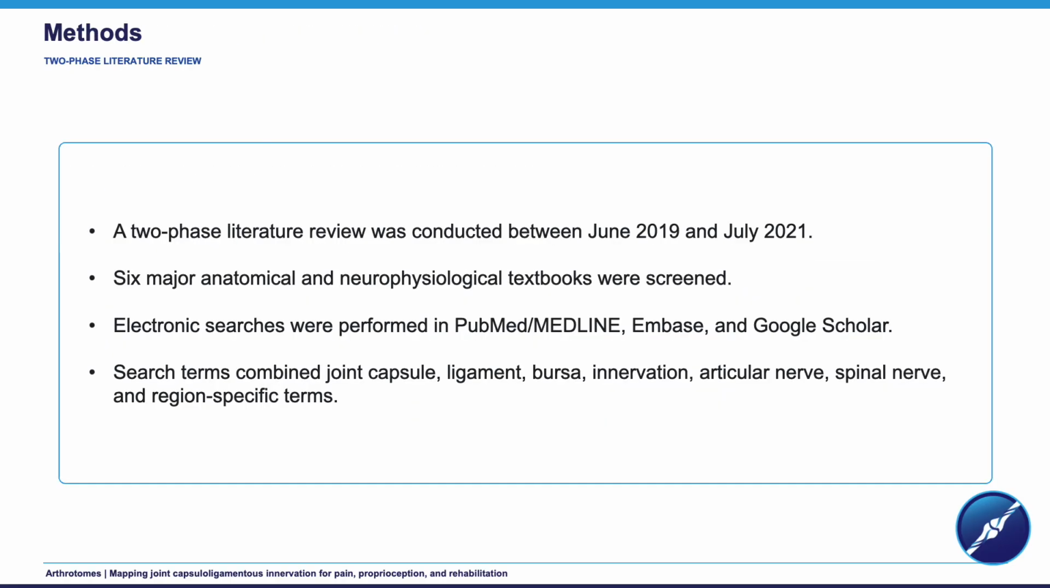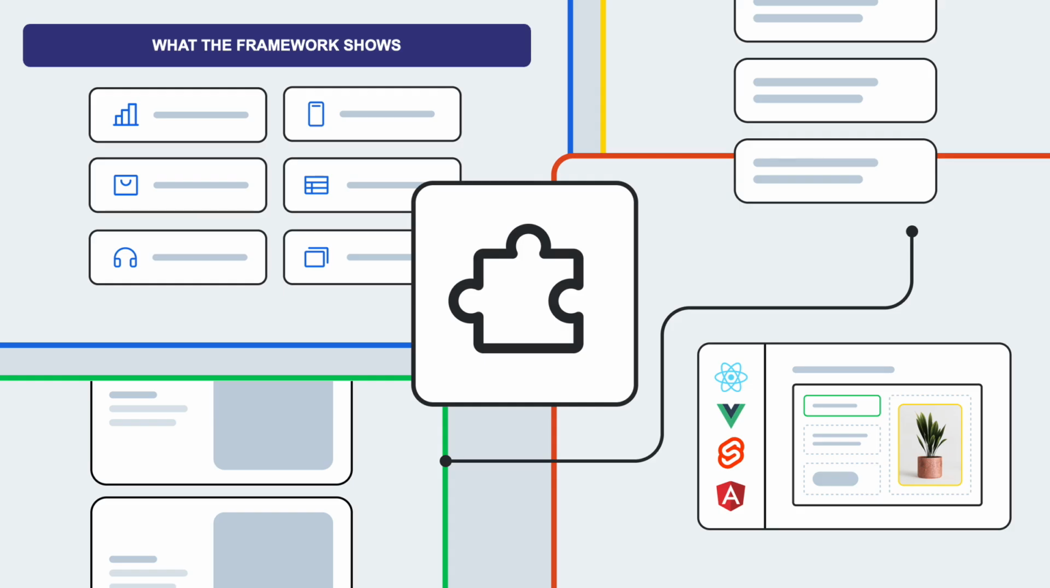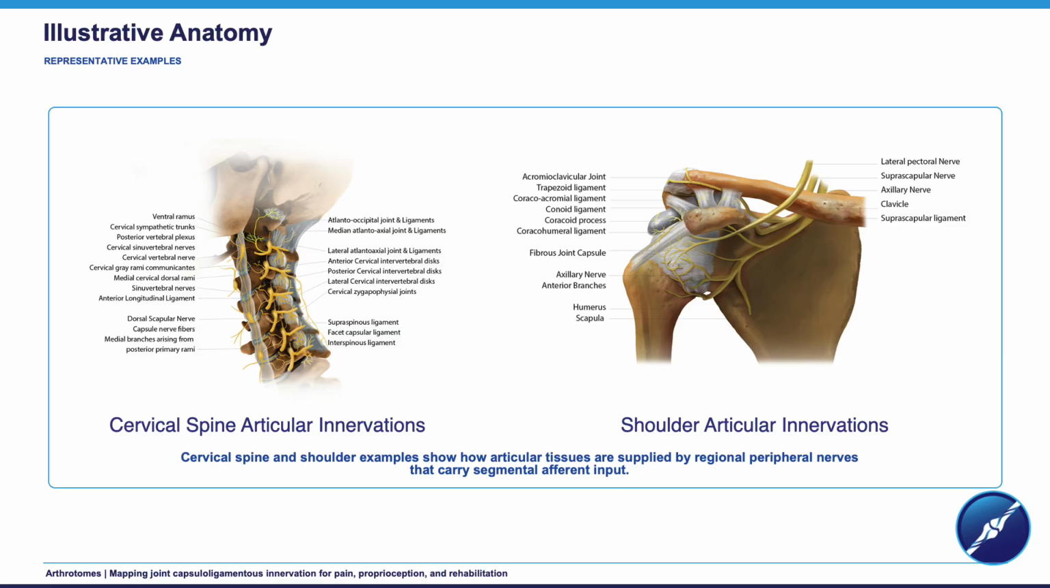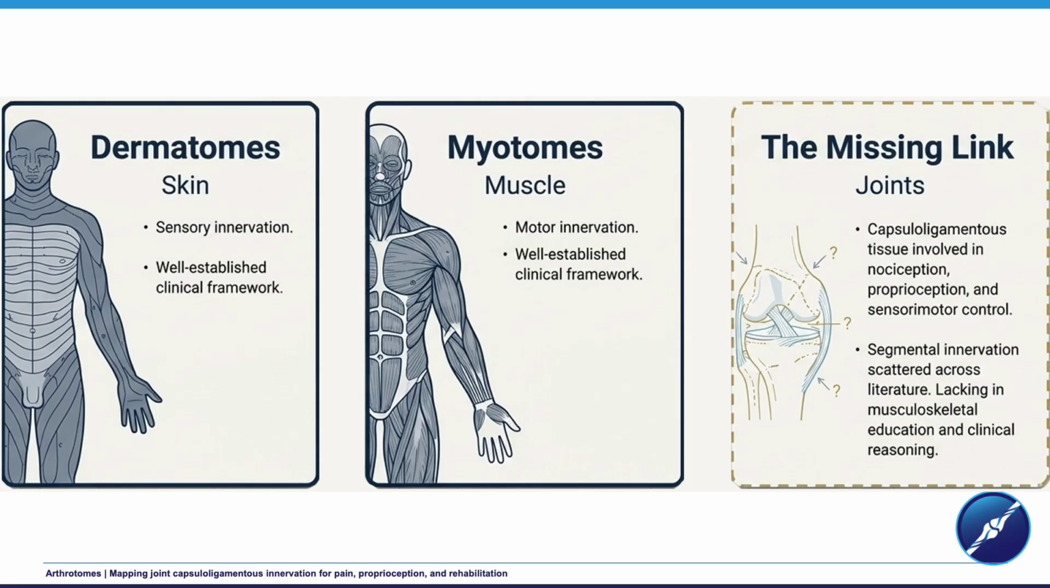This study used a two-phase literature review. Anatomy and neurophysiological textbooks were screened, followed by electronic searches of the research literature. The findings were organized into a central database by spinal nerve segment, peripheral nerve, joint or ligament, and source reference. The main finding is that joint capsuloligamentous tissues show identifiable segmental sensory contributions. Many joints receive input from more than one spinal segment rather than from a single isolated nerve root. So arthrotome mapping may complement dermatomes and myotomes by adding a joint-based sensory framework.